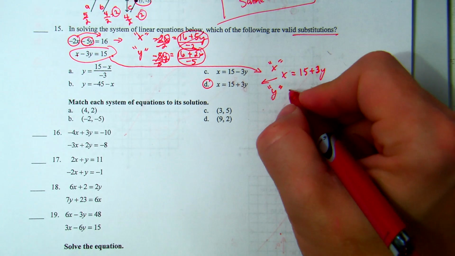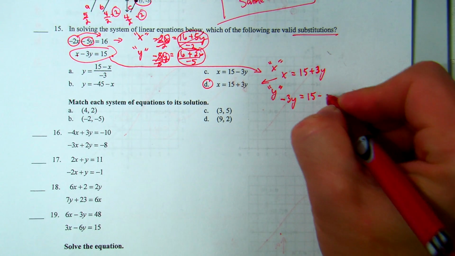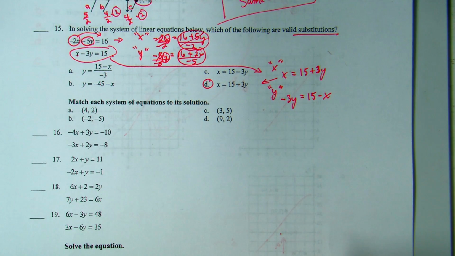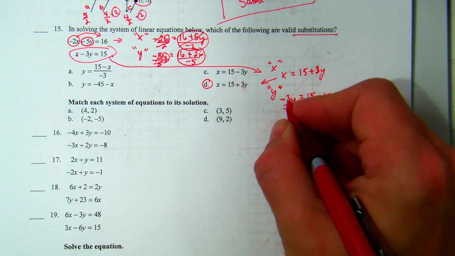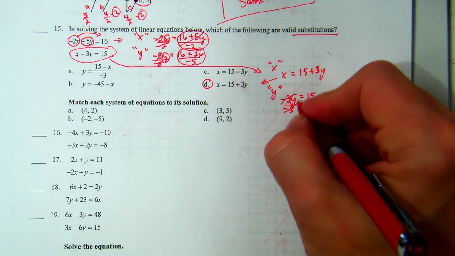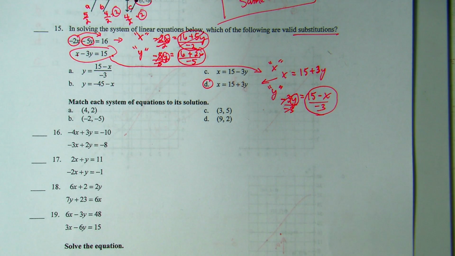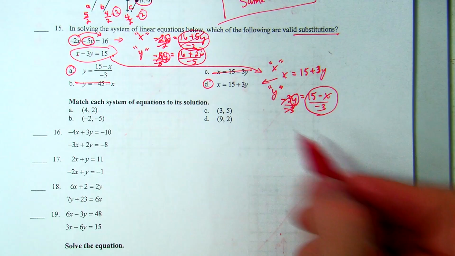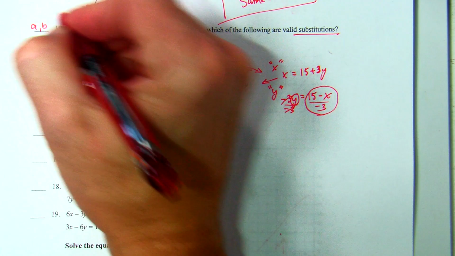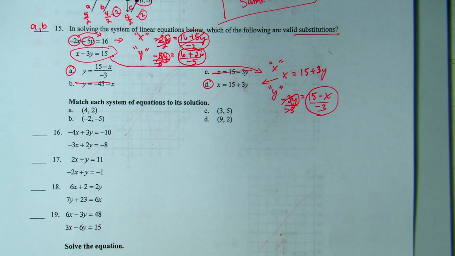And then for y, I'm going to move the x term across. So the equation is going to be negative 3y equals 15 minus x. Then what do I need to do to get y by itself? Divide by negative 3. And the negative 3's go away, so y equals this whole expression. Do I have that one on there? I sure do, A. I don't have this one, and I don't have that one. So A and D are my two answer choices for 15. Those are valid substitutions if I want to solve these equations by substitution.